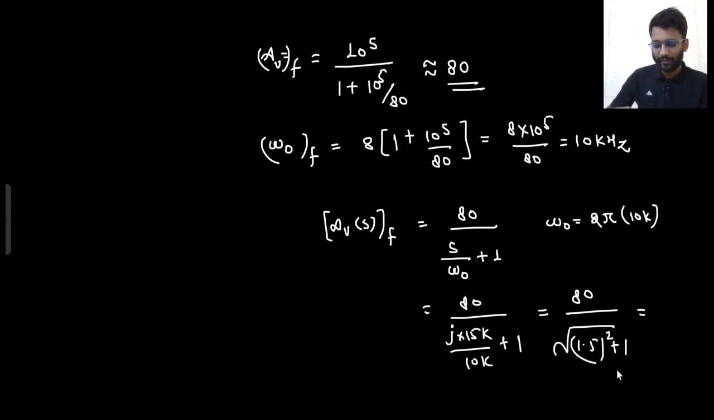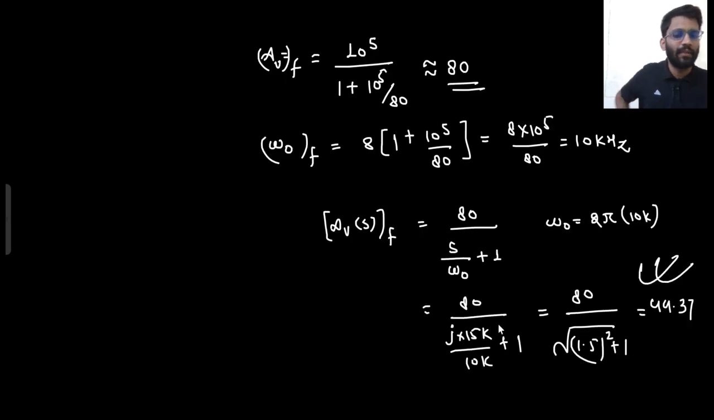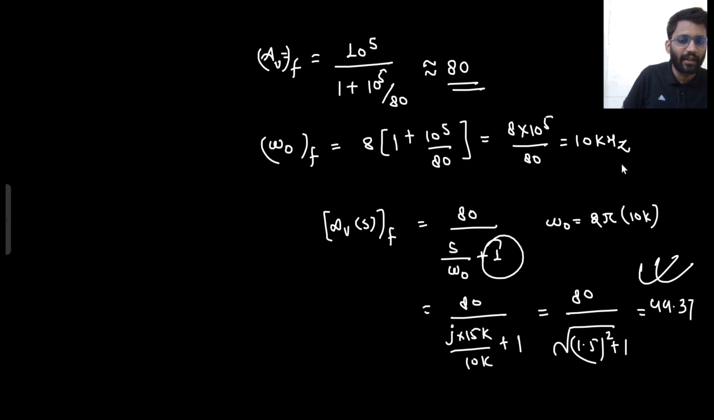So here also you will get approximately the same answer, 2.25 plus 1 under root reciprocal into 80. 44.37 you are getting, and here we are getting 44.36. So this is also same. Here just we are ignoring that one value, that's it. This one value is being ignored again and again, right? Here also it was ignored.